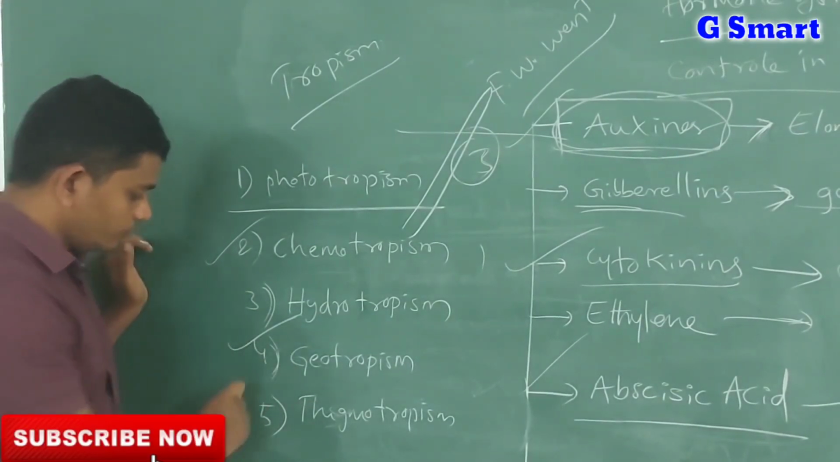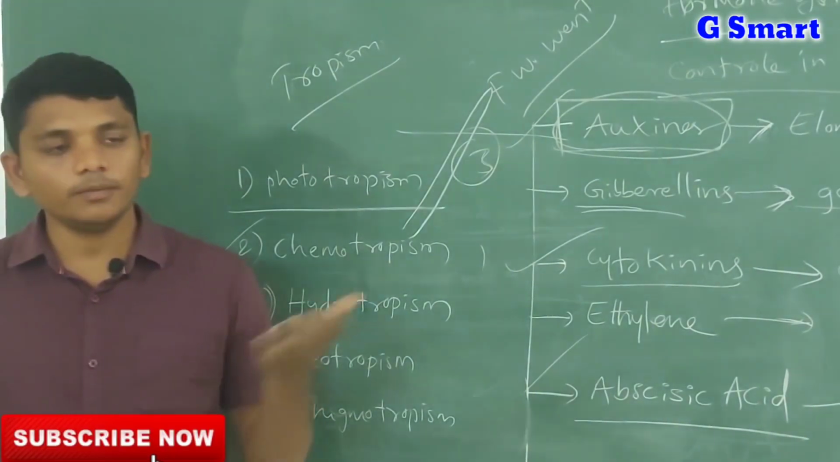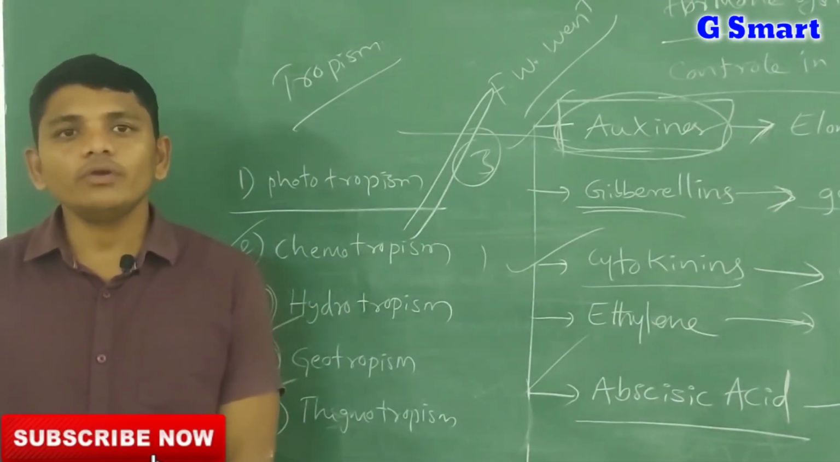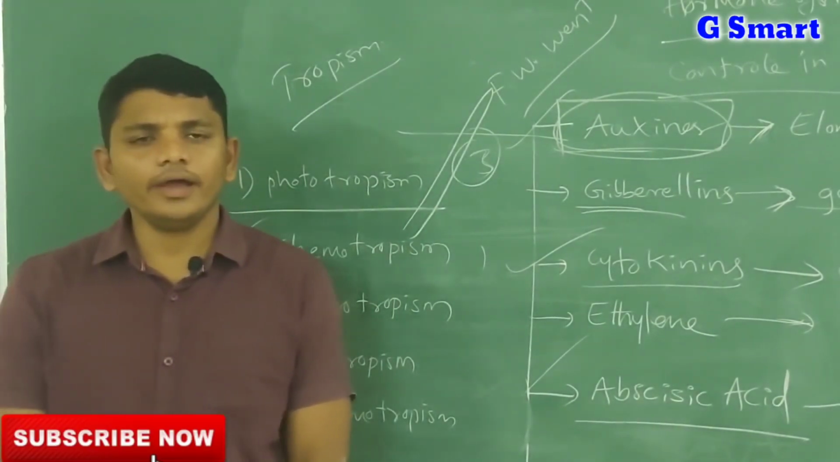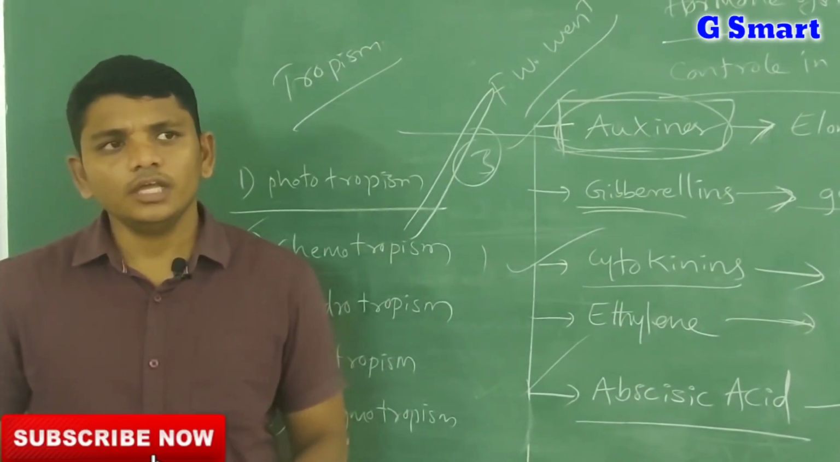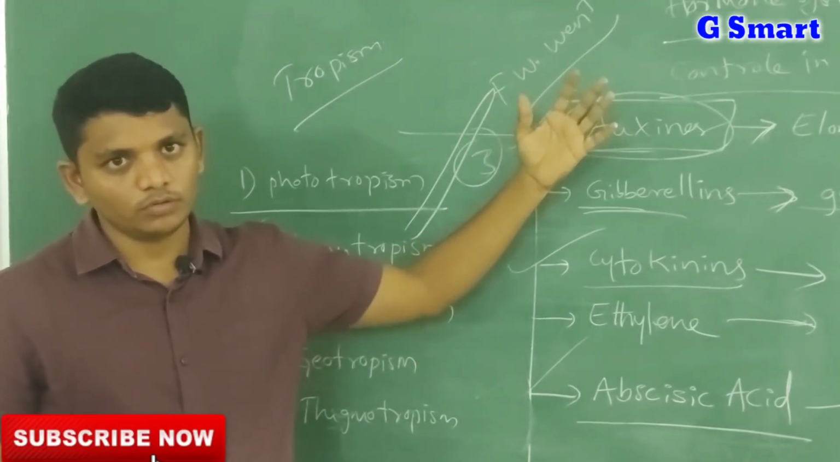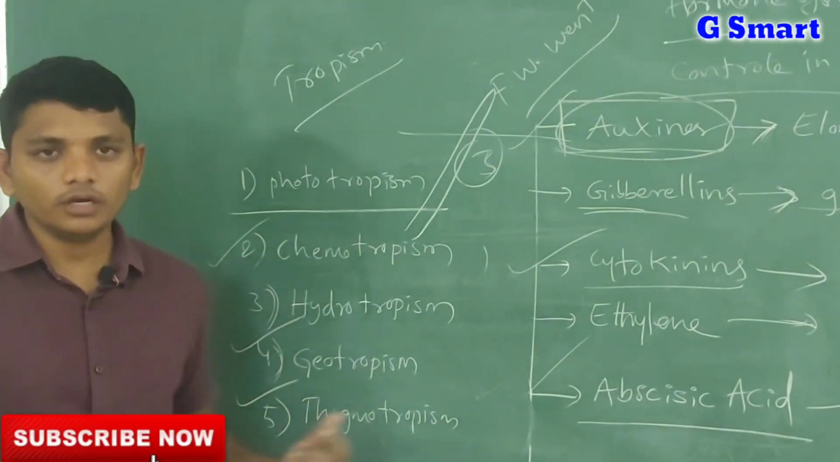Okay, next the fifth one, thigmotropism. Thigma means nothing but a base, a support. You know, tendrils. Cucumber and betel gourd have tendrils. If they have any support, they will grow with the help of that support. So if the plant grows towards the support, that is called thigmotropism.